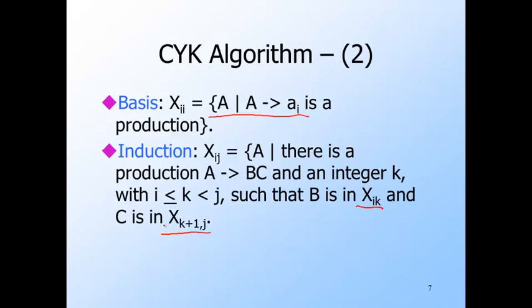In order for a variable A to derive a sub i through a sub j, there must be some production, say A goes to BC, where B derives a sub i to a sub k, and C derives the rest. That is, for each k between i and j minus 1, we look for some B in X sub ik and some C in X sub k+1,j, such that BC is the body of an A production. If for any k, B, and C we find such a production, we add A to X sub ij.